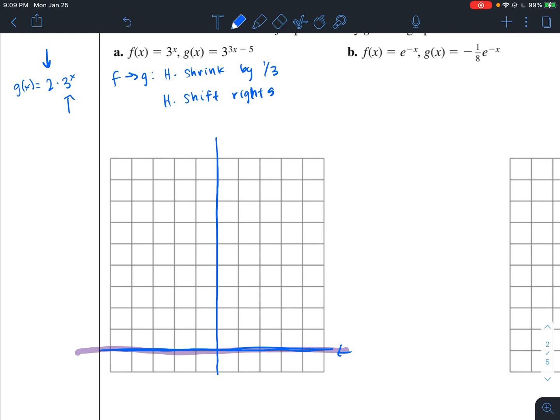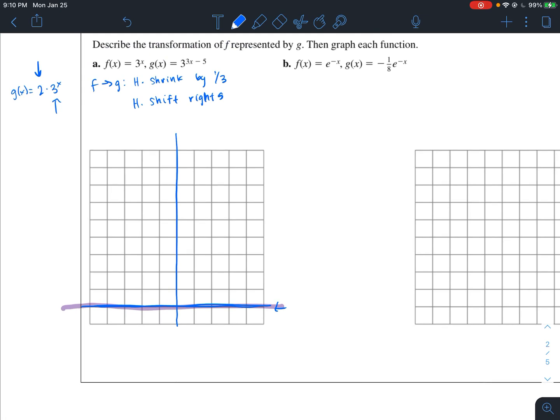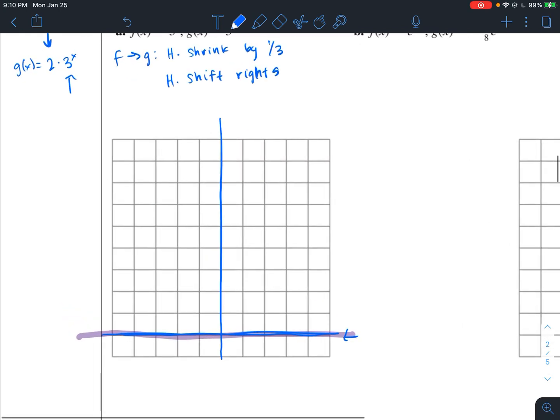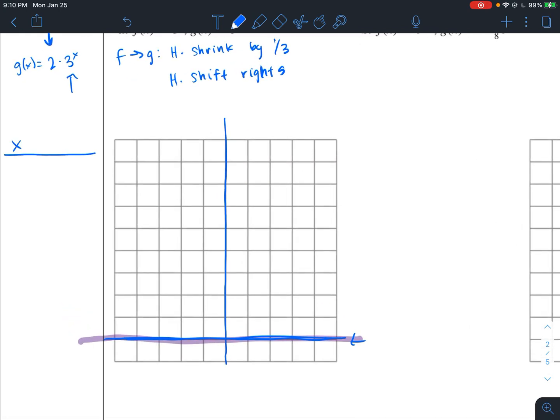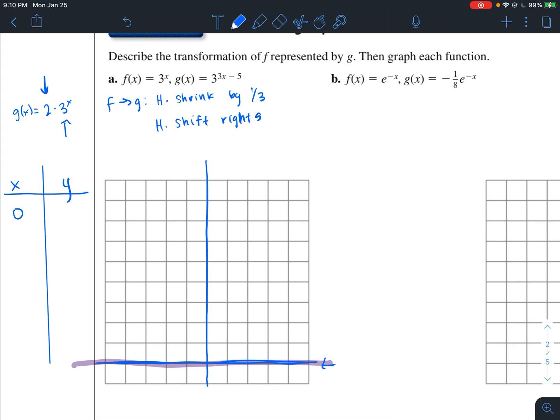Okay. Now the parent function, again, if you plug 0 into the parent function, you're going to get 1. So it's going to cross right here. Okay. But in any case, I'm just going to make a table of what's going on. I'm going to make that over here to the right. So let's plug 0 into the function. I'm going to plug it into the g of x function, and let's see what we get. So that's going to be 3 to the negative 5.